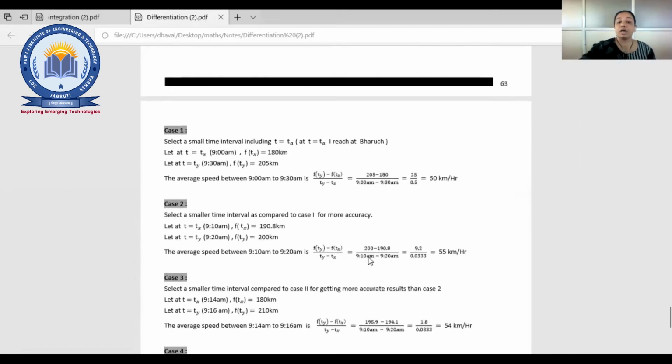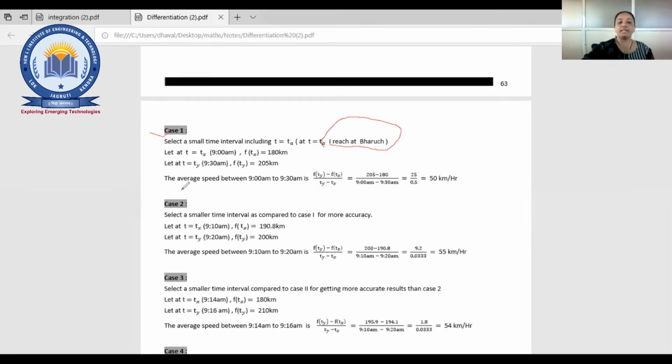Another thing is how to find the average speed, the exact average speed, over some interval of time. This can be explained with three or four different cases. In case one, you can see here, select a small time interval including t equal to ta. That means at that time I have reached Bharuch. So we'll take an interval which is a smaller one.